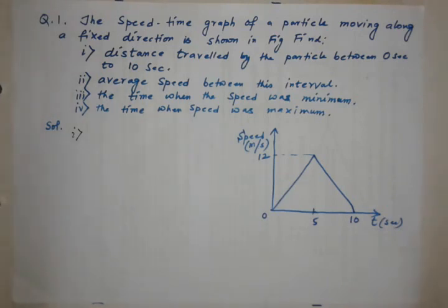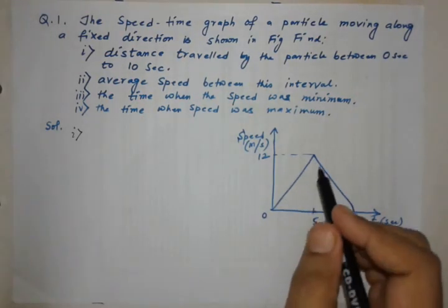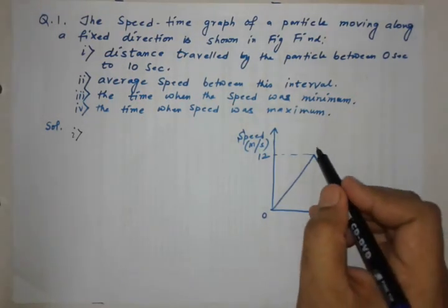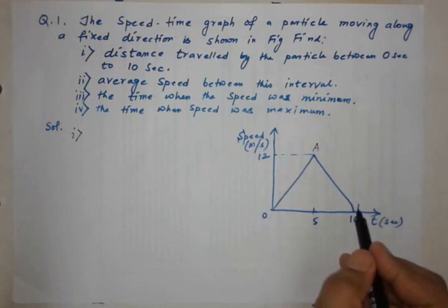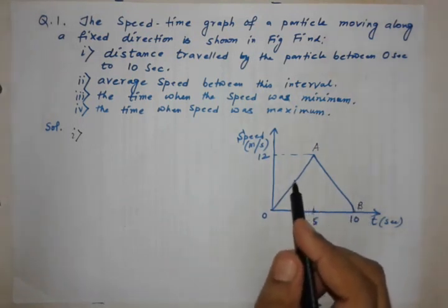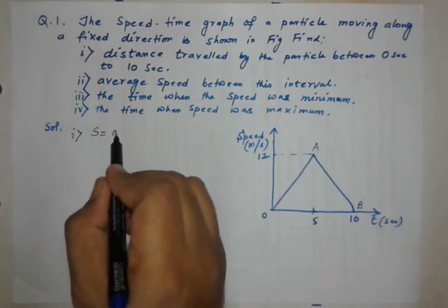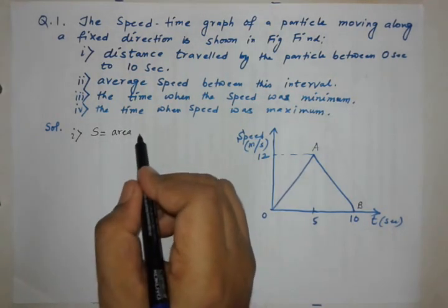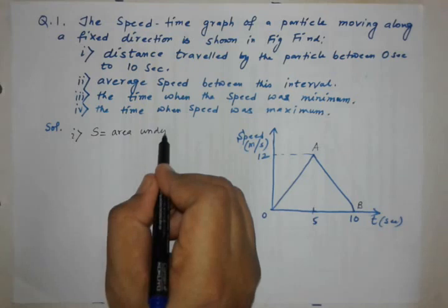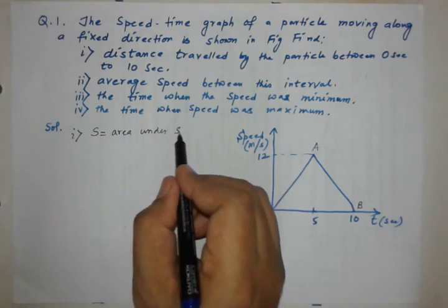Already you know, to find the distance traveled by the particle between 0 second and 5 second, you have to find the area under this graph. You can call it graph OAB. So you have to find the area under this graph. So what is the area? S is equal to the area under the speed-time graph.